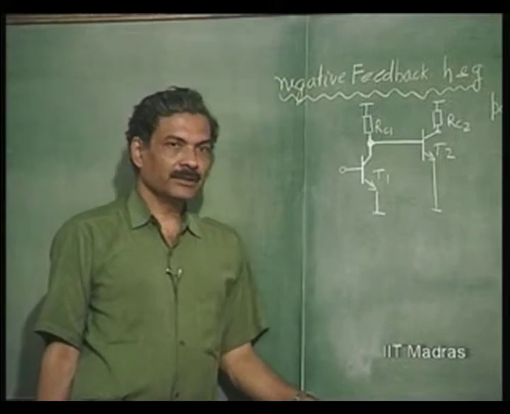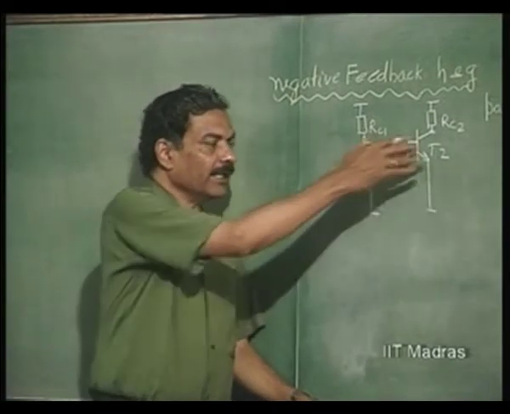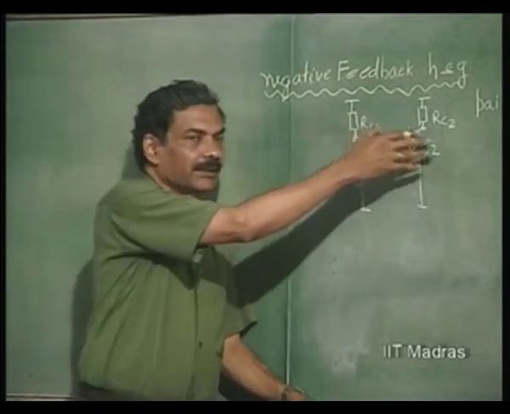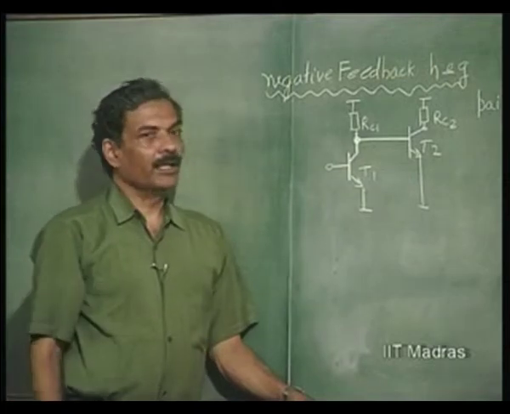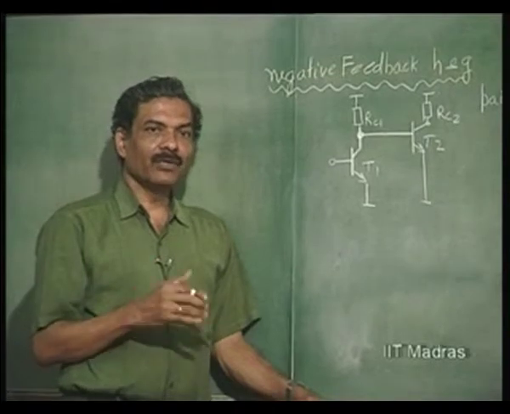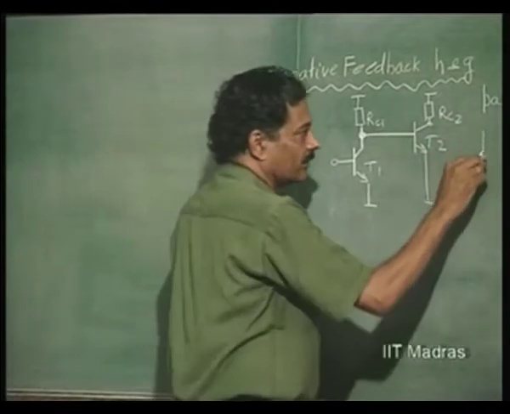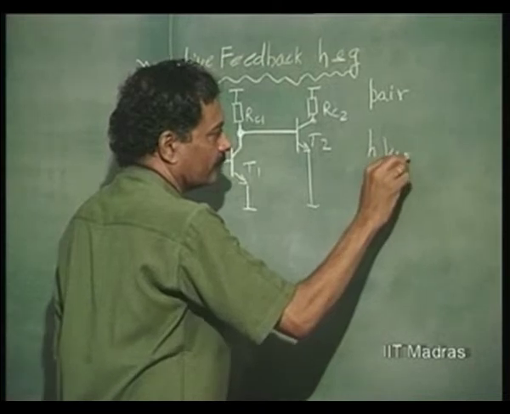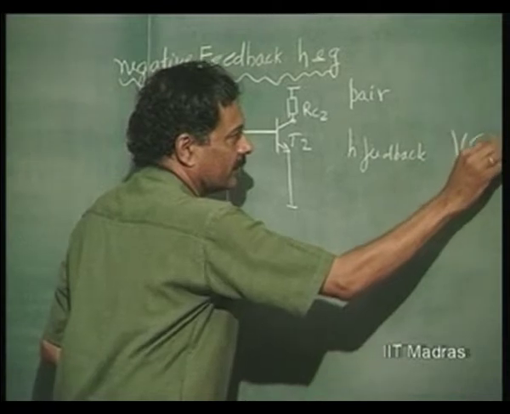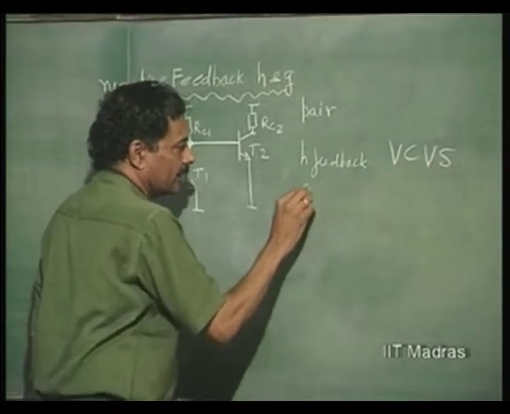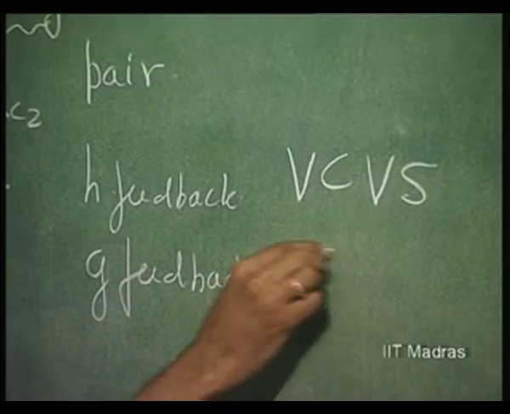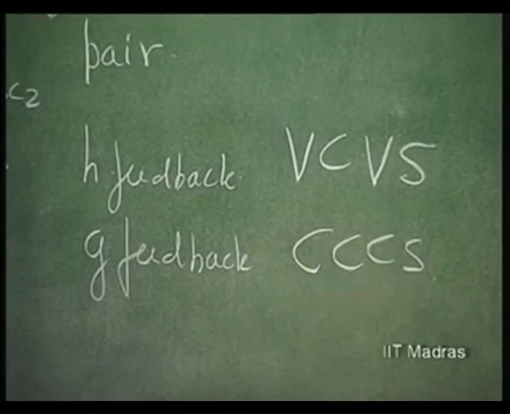What is H? It is series at the input and shunt at the output. G feedback is shunt at the input and series at the output. H feedback is adopted in order to obtain a voltage controlled voltage source. So, H feedback is adopted for an idealization towards voltage controlled voltage source. G feedback for an idealization towards current controlled current source.